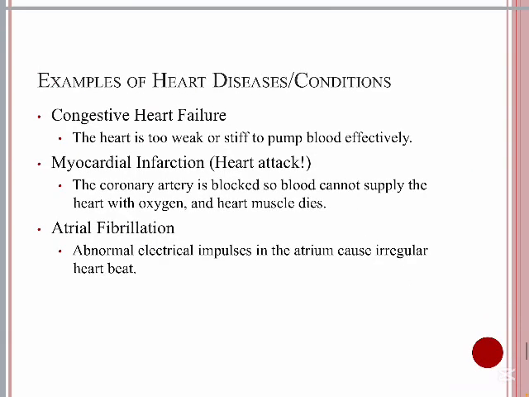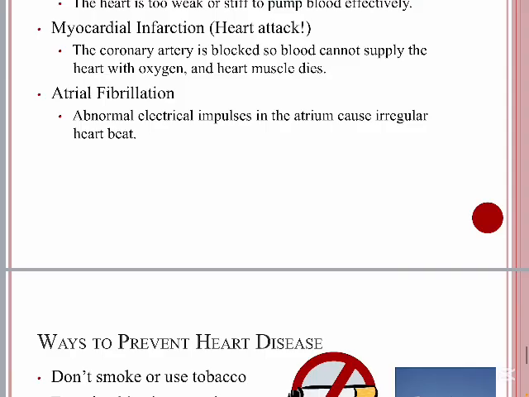Examples of heart disease conditions. Number 1, congestive heart failure: the heart is too weak or stiff to pump blood effectively. Myocardial infarction, or heart attack: the coronary artery is blocked, so blood cannot supply the heart with oxygen, and heart muscle dies. Atrial fibrillation: abnormal electrical impulses in the atrium cause an irregular heartbeat.